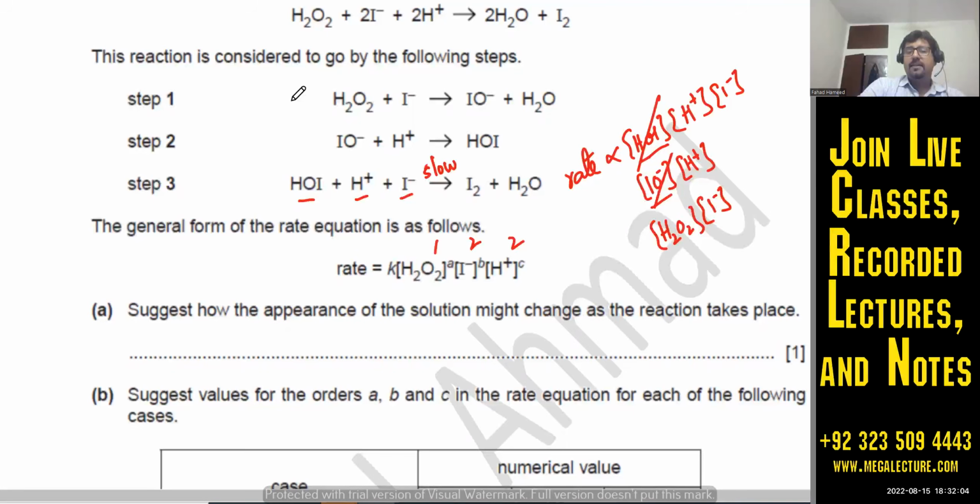But is the first part clear, that if the mechanism is given to you and you know the slow step, then you can figure out the order of the reaction? Is this clear? Okay, this is method number 1 of figuring out the order of the reaction.